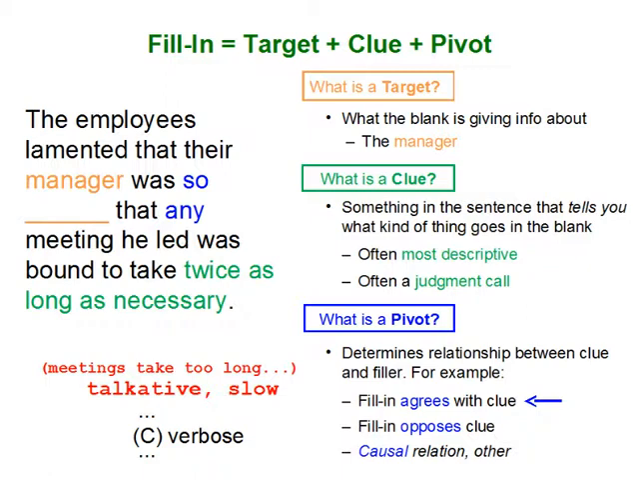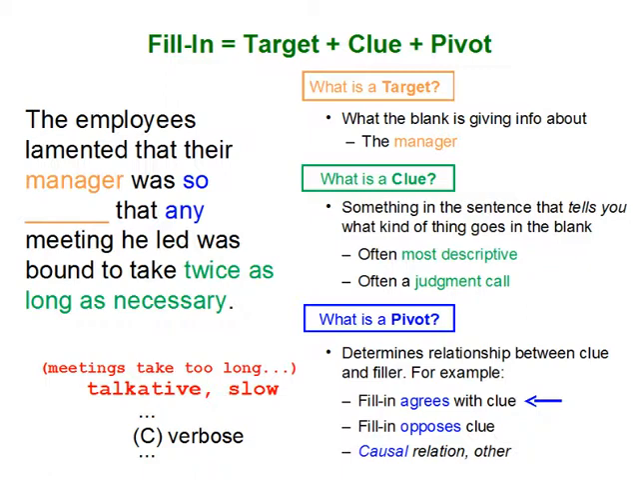Other ways that the pivots can function, rather than agreeing with the clue as they do here, are to oppose the clue. For example, but, on the other hand, on the contrary, however. All of these pivots indicate that whatever follows them is going to oppose or contradict the information that precedes that pivot. We'll also see pivots in sort of a cause and effect relationship to one another. X leads to Y. X results in Y. And we can think of these as pivots as well.